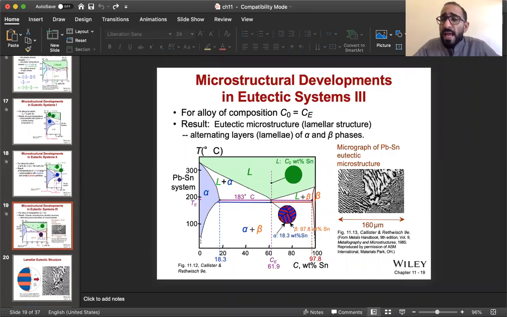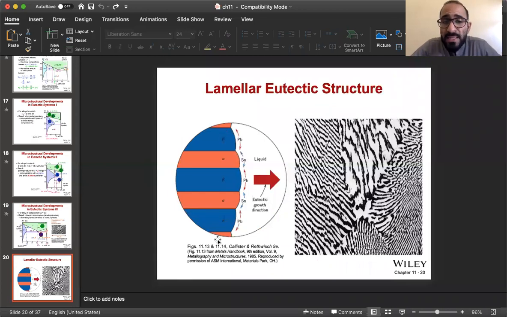Let's see what's happening during the solidification. Before we get into this, let's remind you: alpha represents the lead-rich phase, and beta represents the tin-rich phase. This is the solid phase, and this is the liquid phase. During the solidification, what's going to happen at the end of the solidification process is that the solid will consume the whole liquid, right? So this represents the interface.